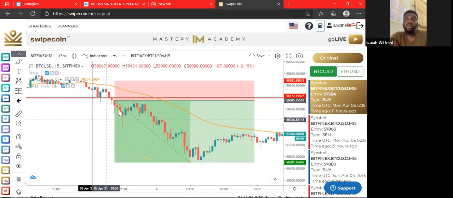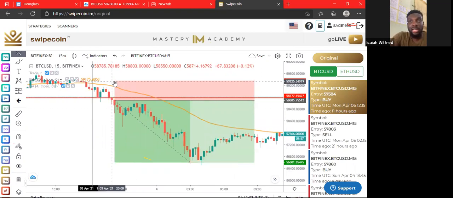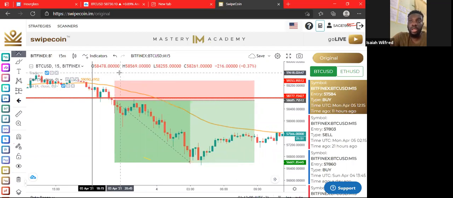So now the rule is that once it hits 50 pips, what are you supposed to do? You're supposed to move your trade stop loss to break even. That means you're moving your stop loss to entry price. That means you want to see how the trade is going to run. So that's basically how to use the scalper.